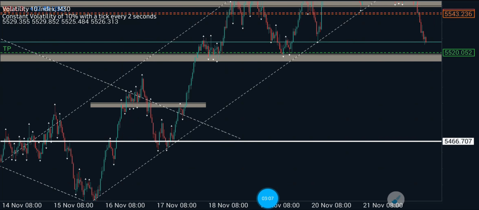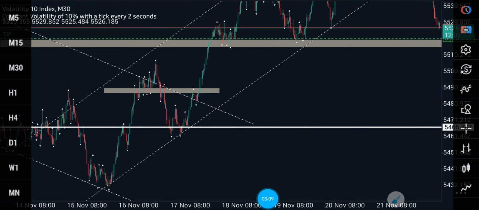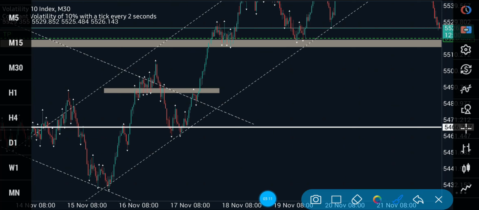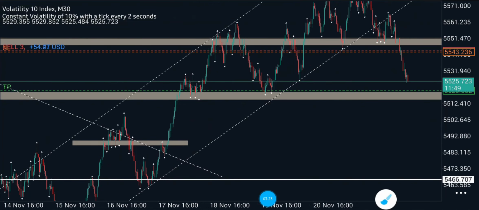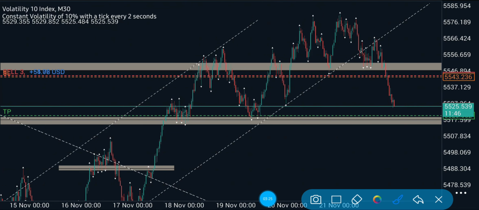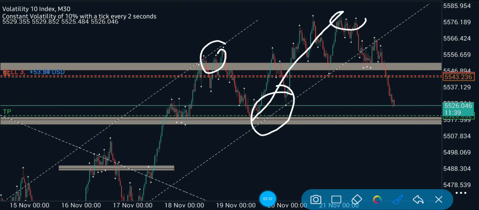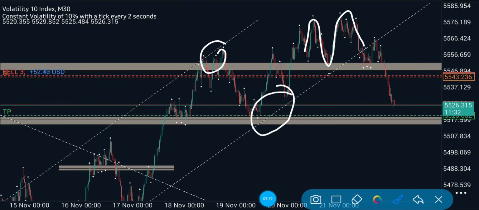Let me show you something here. So this is higher low, higher high, another higher low here. Okay, let me show you guys. We have another higher high here, another higher low here. And so this whole move here is another higher high. And you can see that the market was struggling here. The market was struggling here.